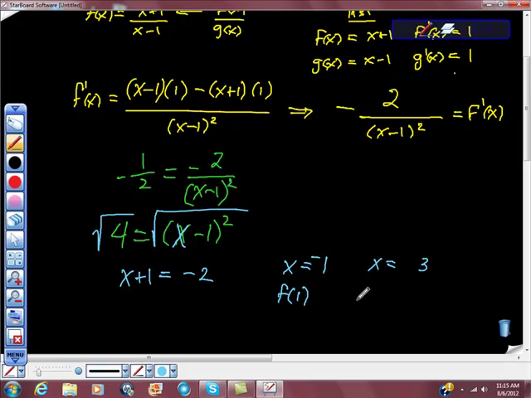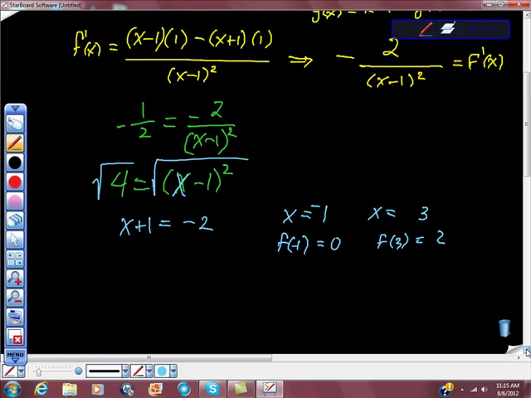I have to tell you, that was really bothering me. I stopped for a second and made sure I was right, and it's all good. So f of negative 1 is 0. f of 3 is equal to 2, isn't it? So finally we have this thing out.